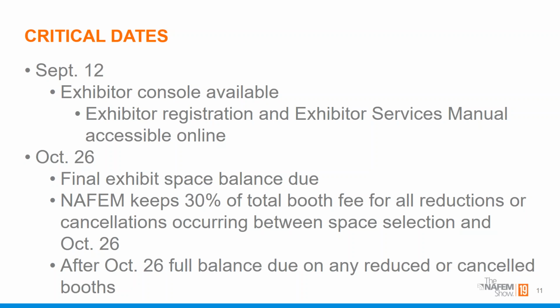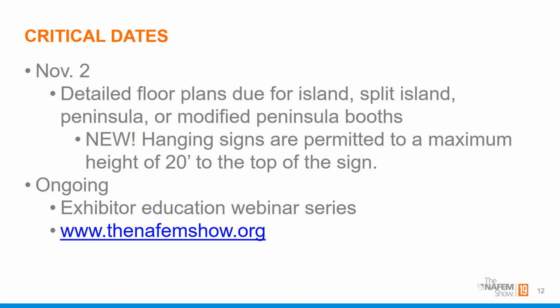Okay, November 2nd, detailed floor plans due for island, split islands, peninsula, or modified peninsula booths. And a new rule I'd like to call out for this show: hanging signs are permitted in all peninsulas, modified peninsulas, split islands, and island booths to a maximum height of 20 feet to the top of the sign. Booth structures must remain at 16 feet from the floor to the top of the structure, but hanging signs can now go up to 20 feet. So this is a new rule for NAFEM, and like I said, it only applies to the hanging signs being able to go up to 20 feet.